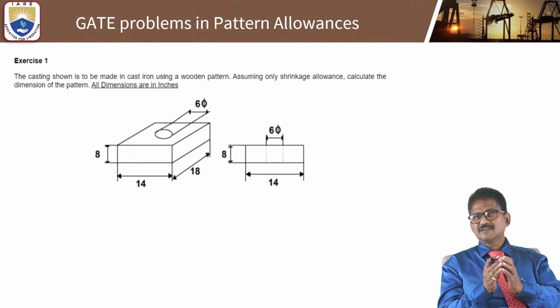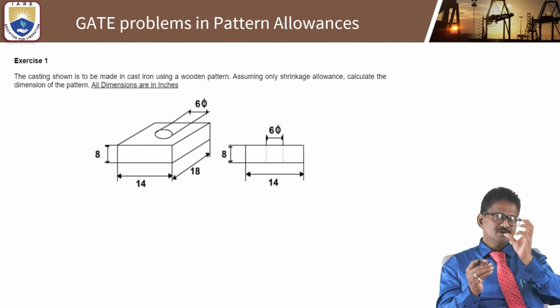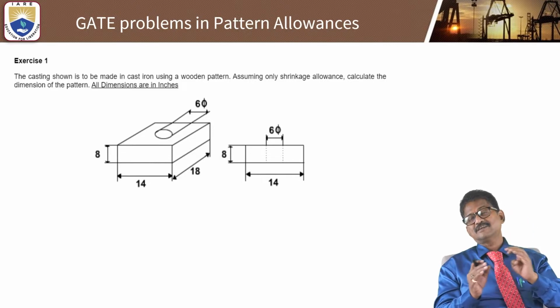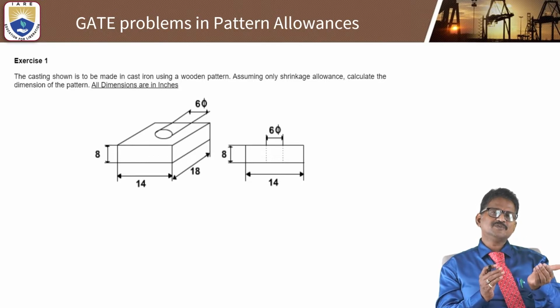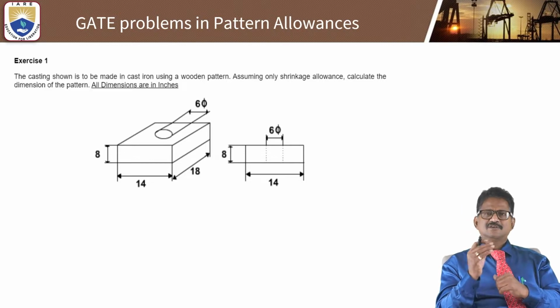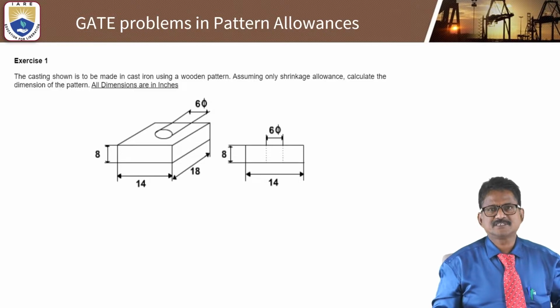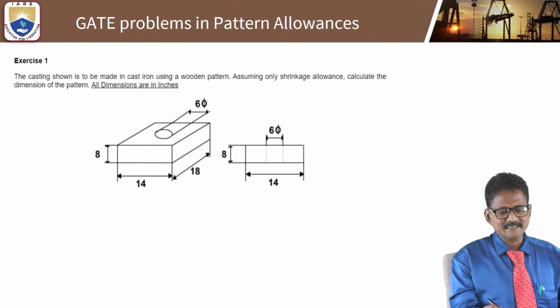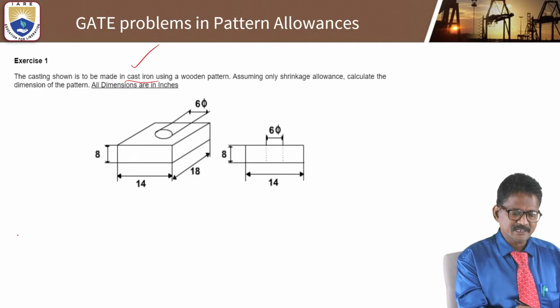But when you think about allowances and the design part, how do you design a pattern, what are the minimum requirements to design that pattern, what type of material is to be used, and which type of allowances, how much allowance will be added or deducted for a particular field of application. So look at this exercise. The casting shown is to be made in cast iron. They can mention that the material type is cast iron.